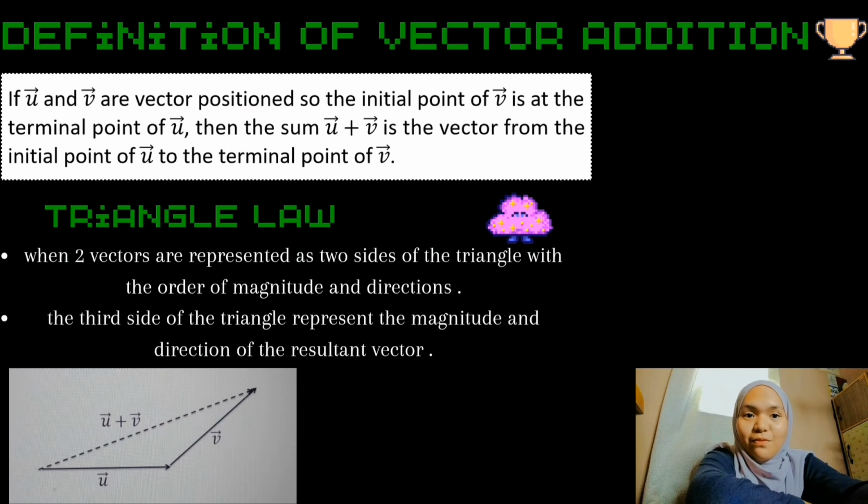Now I will explain about the definition of vector addition. If U and V are position vectors, so the initial point of V is at the terminal point of U, then the sum U plus V is the vector from the initial point of U to the terminal point of V. We go through the triangle law. When two vectors are represented as two sides of the triangle in order of magnitude and direction, the third side of the triangle represents the magnitude and direction of the resultant vector.